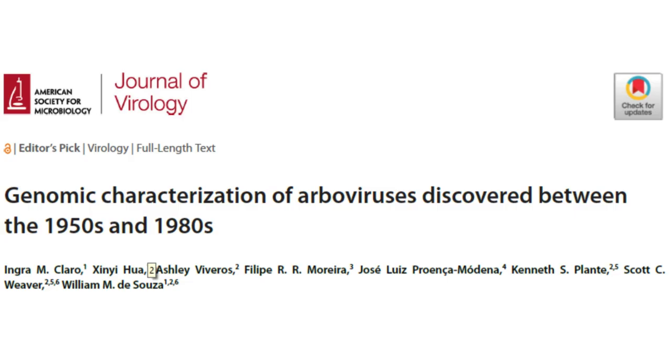Exactly. The idea was threefold. First, figure out exactly what their genomes look like. Second, update their classification, where they fit in the virus family tree. And third, and this is the crucial bit, use modern computer models to predict which of these old viruses might pose a risk of emerging, causing problems for us today.